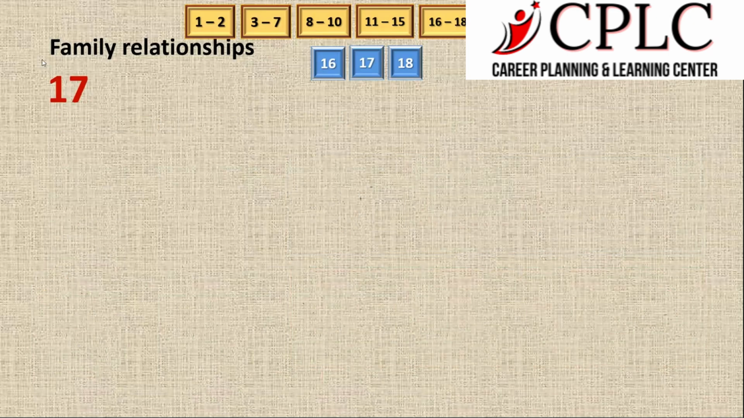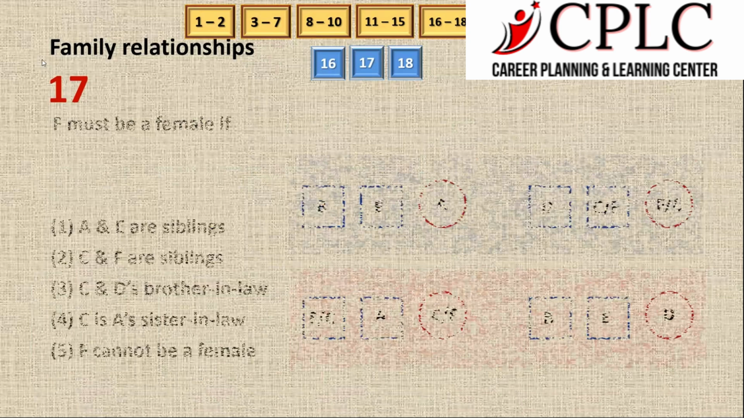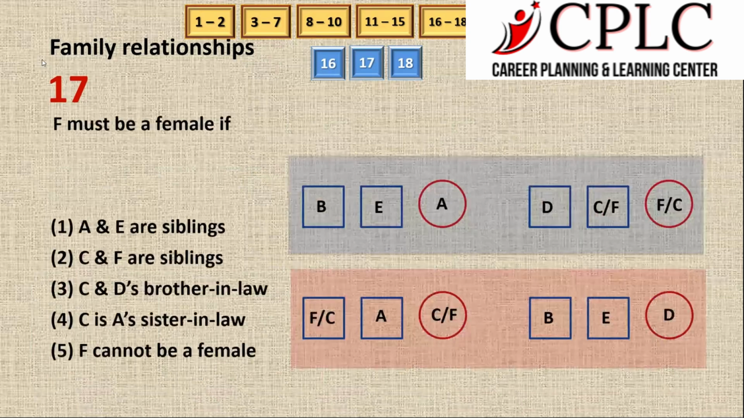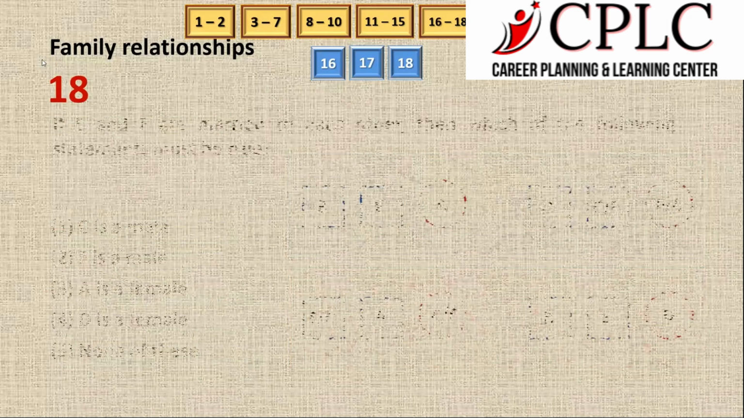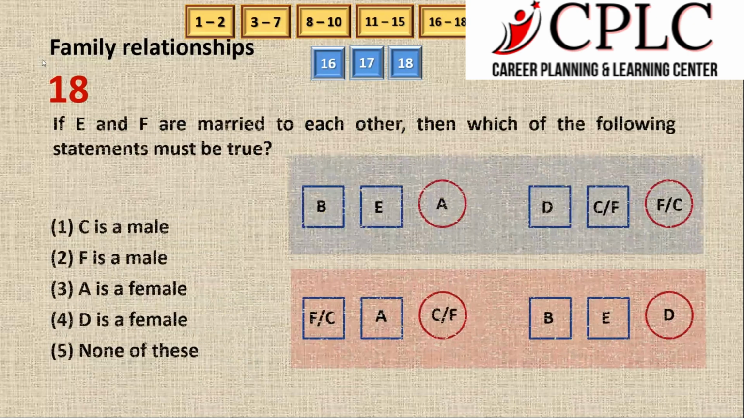F must be a female if. So there's a correction in the third option. The third option says C is D's brother-in-law, and the third option is the answer. If C becomes D's brother-in-law, brother-in-law means C is a male member. So if C is a male member, we can easily find out that F is a female member. Hence option 3 is the answer. If E and F are married to each other, then which of the following statements can be true? Now E is a male member, so F has to be a female member. And if F is a female member, then C has to be a male member. So option 1 is the answer.